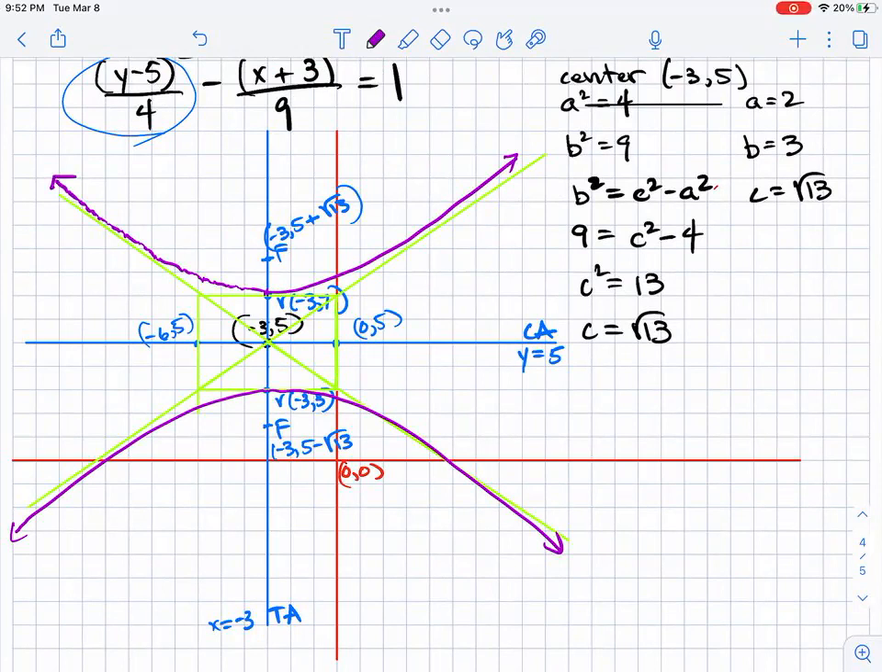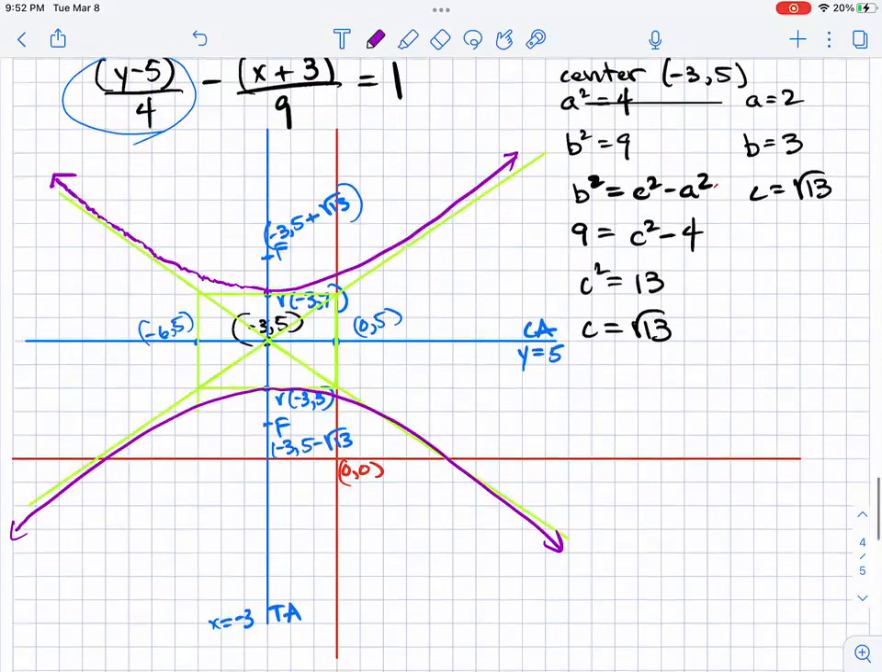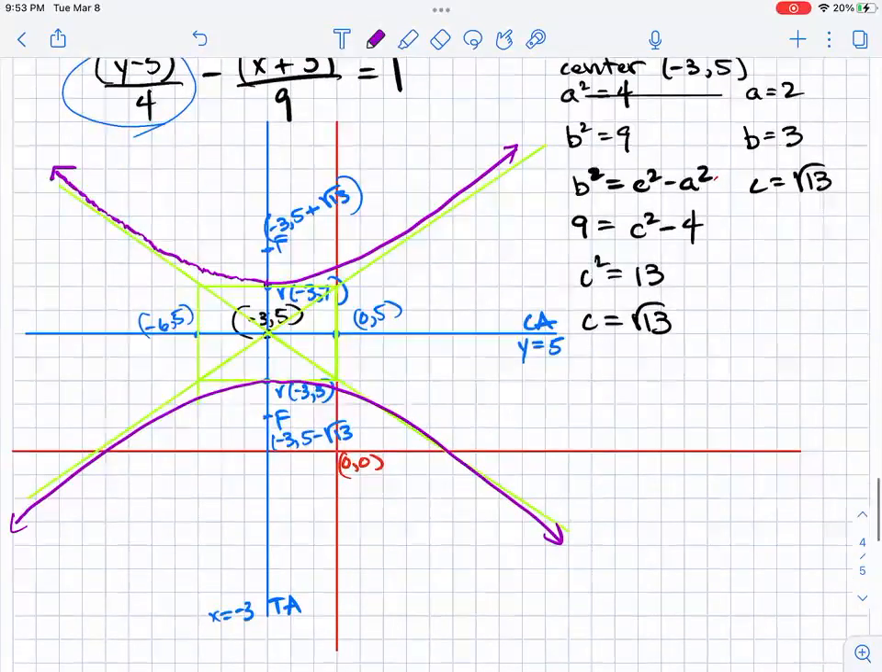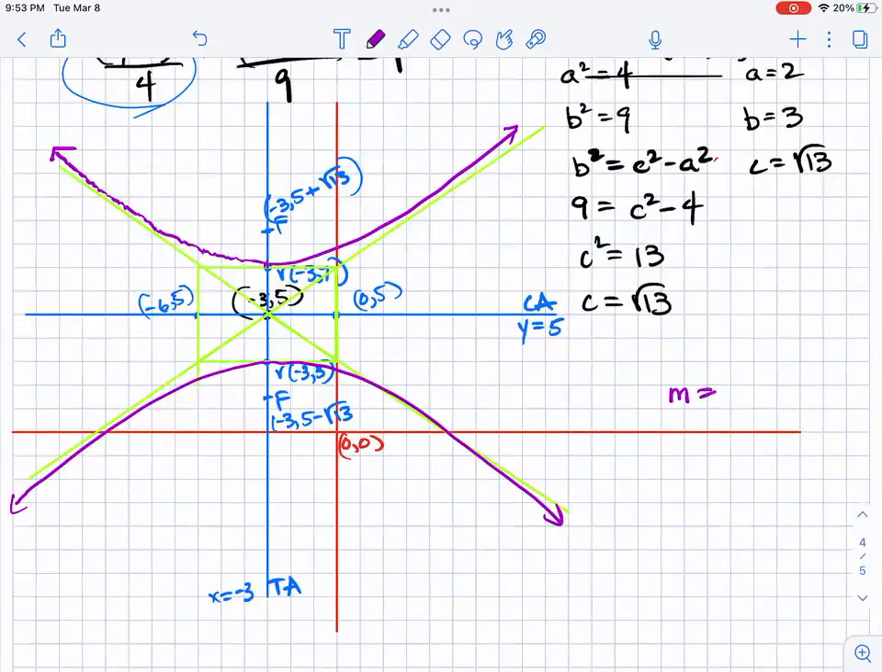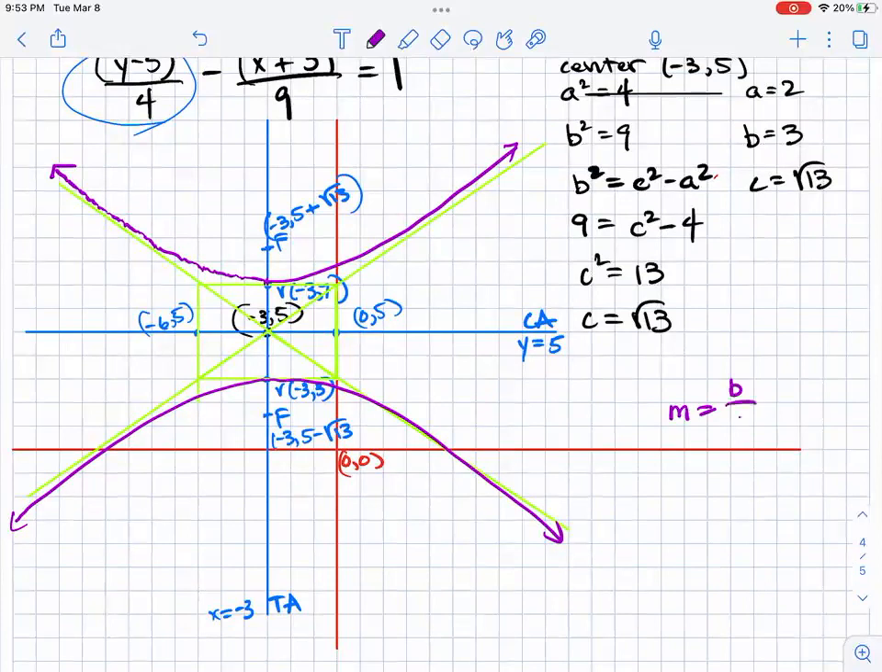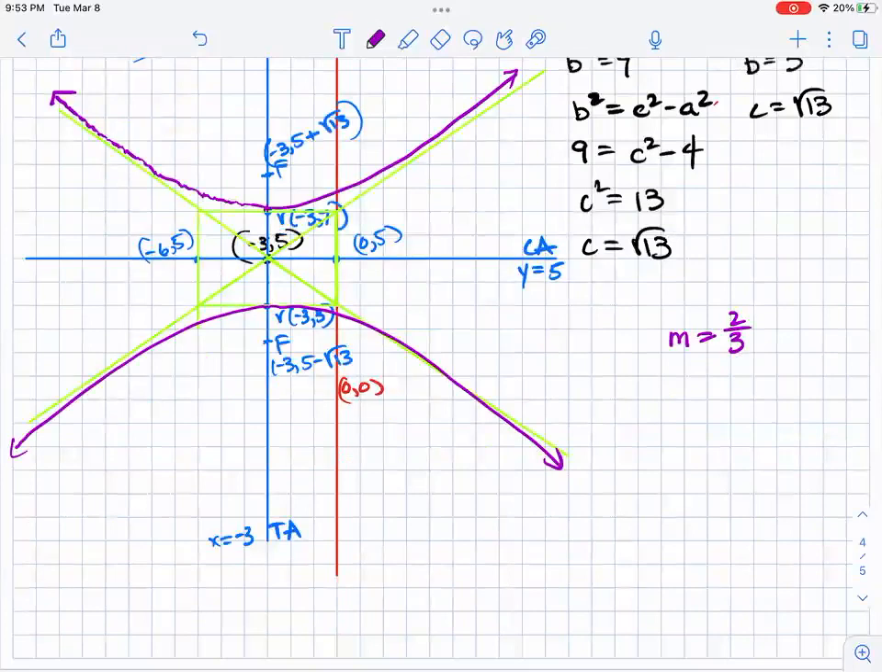The last thing we have is the equation of the asymptotes. So in this case, because we've got a vertical orientation, my slope is going to be the B value over the A value. So, sorry, that's wrong. The A value over the B value. So we're going vertical, so 2 units up, 3 units across. So this is your A over B. Now this is our slope.